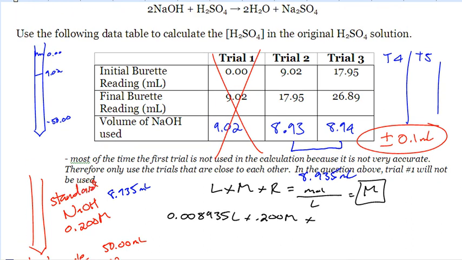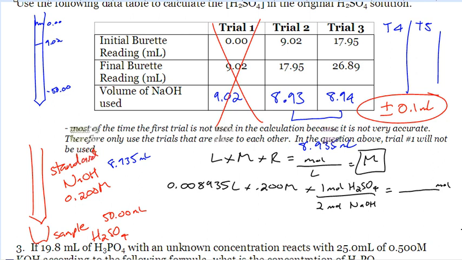We'll scroll up to the balanced equation. What we want is 1 mole H2SO4. We are using 2 moles NaOH. We will end up with some number of moles in my calculator, and I'm dividing it by the 50 milliliter sample in liters, 0.05 liters. So 8.935 times 0.2 divided by 2 divided by 0.05.